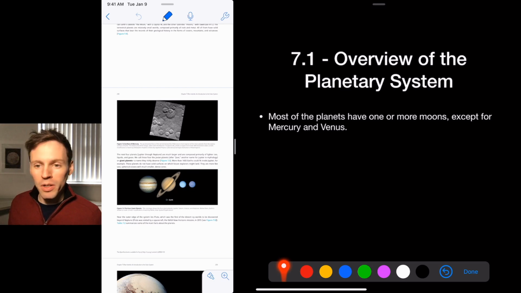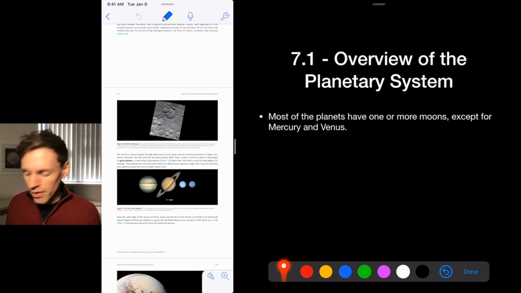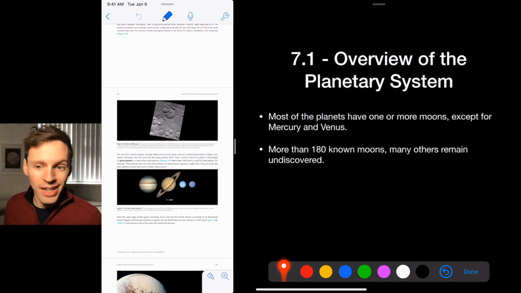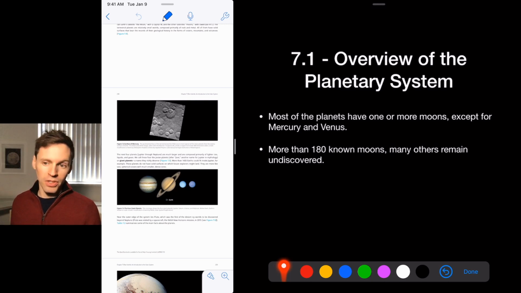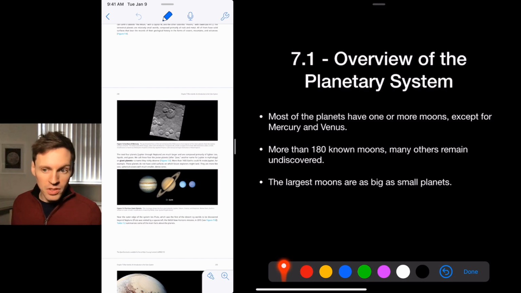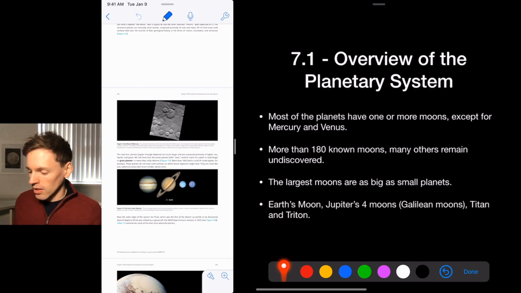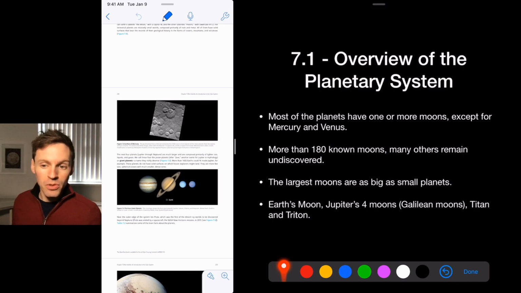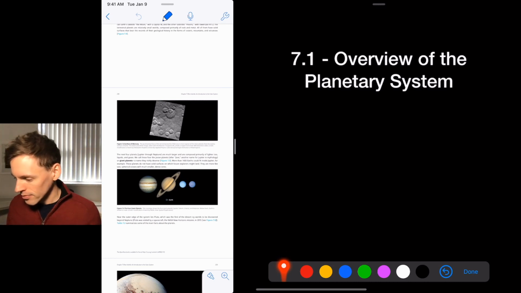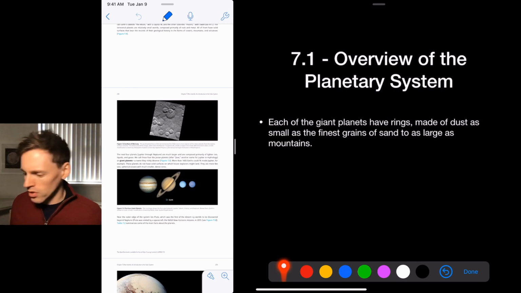So most of the planets have one or more moons, except for Mercury and Venus. They have no moons. More than 180 moons are out there. There's a bunch that we haven't discovered, we're pretty sure about. The largest moons are as big as small planets. For example, Earth's moon is quite large. Jupiter's 4 moons are called the Galilean moons because Galileo could see them with his telescope. And then Saturn's moon, Titan, and Neptune's moon, Triton. Easy to confuse those names with each other.